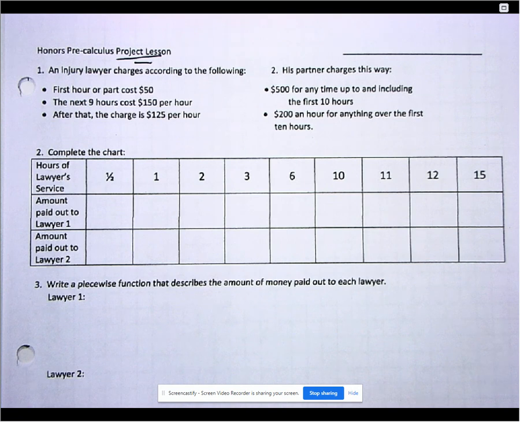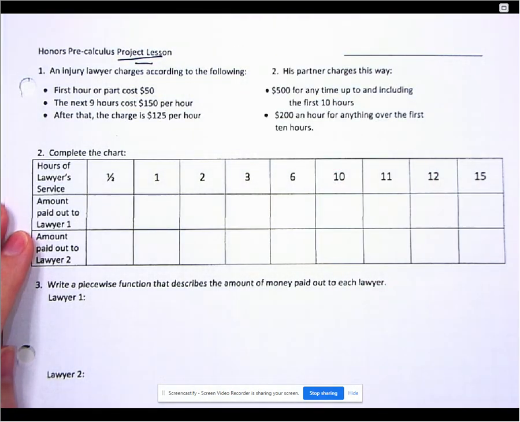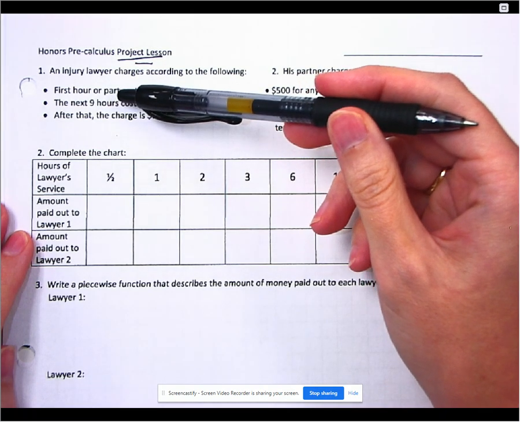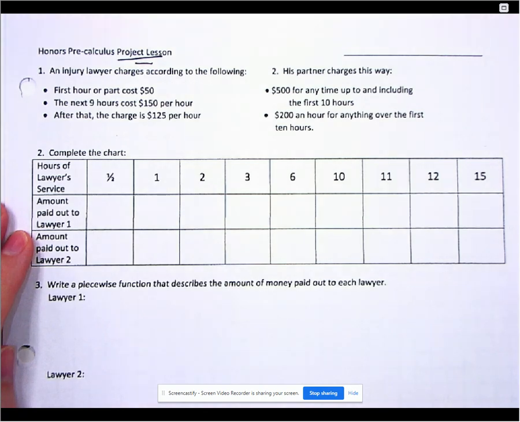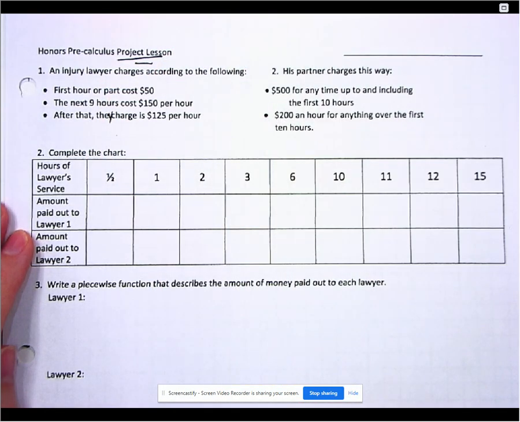Okay, so on this one, an injury lawyer charges according to the following. For the first hour or part of an hour, you pay $50. Then the next 9 hours, you pay $150 per hour. And after that, they charge $125 per hour. Right? And then he has a partner that charges differently. His partner charges this way: $500 for any time up to and including the first 10 hours, and then $200 an hour for anything over the first 10 hours.